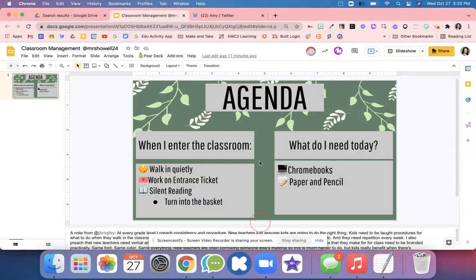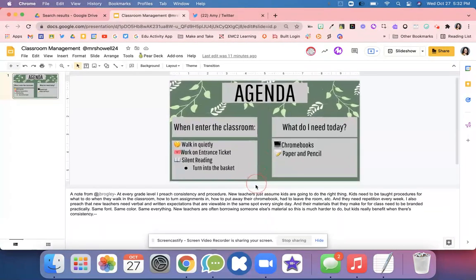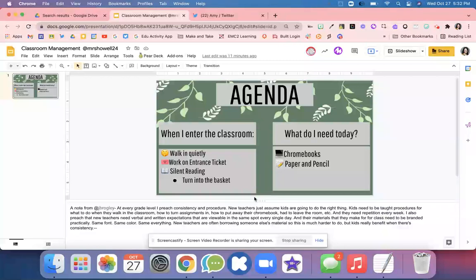And I love this note down here from Jessica. She was just talking about how at every single grade level, she preaches consistency and procedures with her new teachers. She trains teachers that are getting ready to go into the classroom. And I know with hybrid and COVID last year, a lot of students are out of that routine, and so we need to reteach that consistency and procedures every single day.